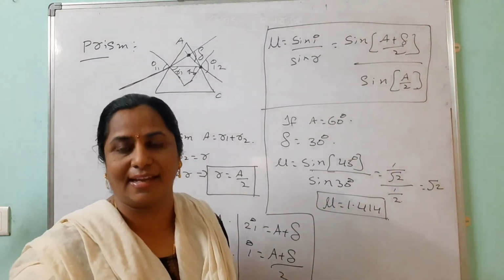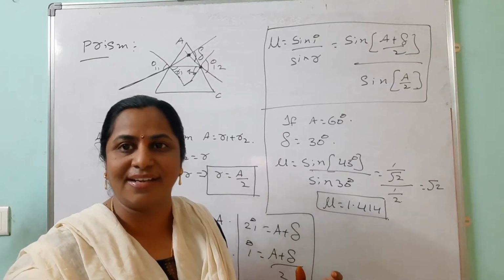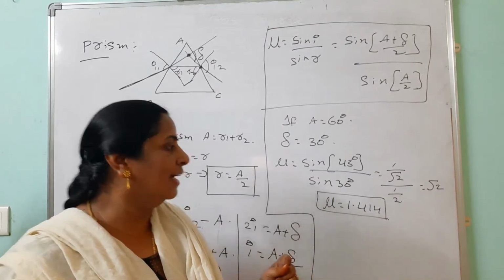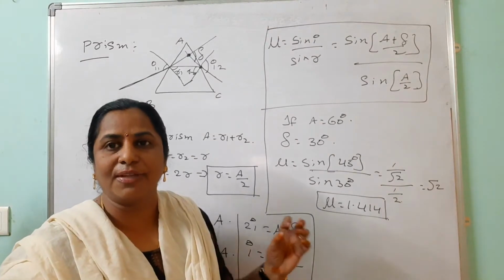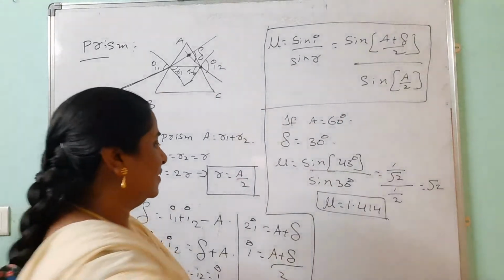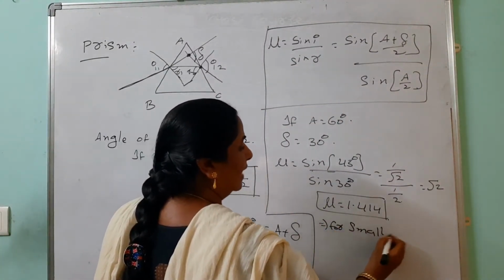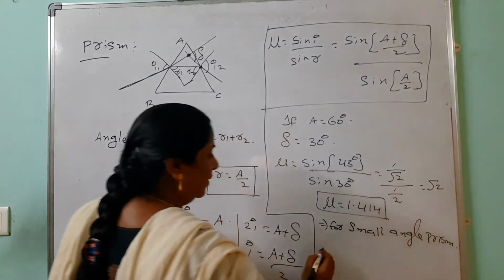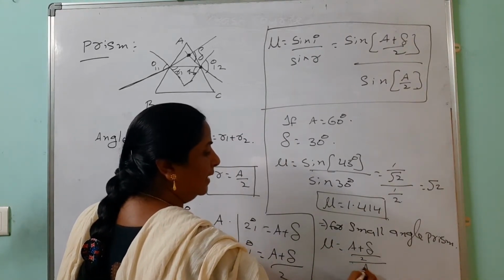Like that, for any angle, with the help of the logarithm book also, we can find out the refractive index of the material of the prism when we know the angle of incidence and the angle of refraction. And not only this, here one special condition is there. If the prism has a small angle, at that time there is no need of taking the sine terms. So for small angled prisms, we can take mu equals simply (A plus delta) by 2 divided by A by 2.